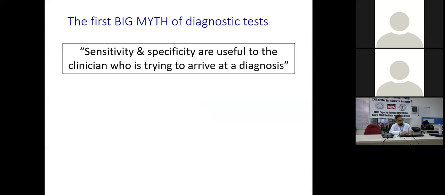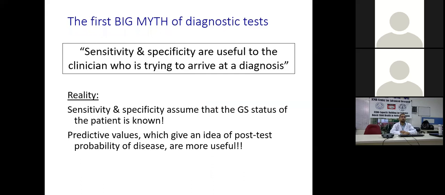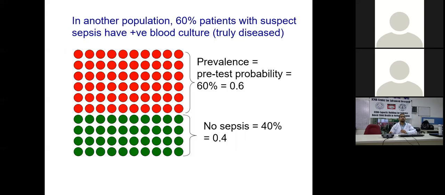There is a belief about diagnostic tests that sensitivity and specificity are useful to the clinician who's trying to arrive at a diagnosis, but that's actually wrong. The reality is that sensitivity and specificity assume that the gold standard status of the patient is known. But it is predictive values which give an idea of the post-test probability of the disease, which are actually more useful to the clinician. The sensitivity and specificity is useful to the statistician from a statistical point of view, but predictive values are actually more useful to the clinician.